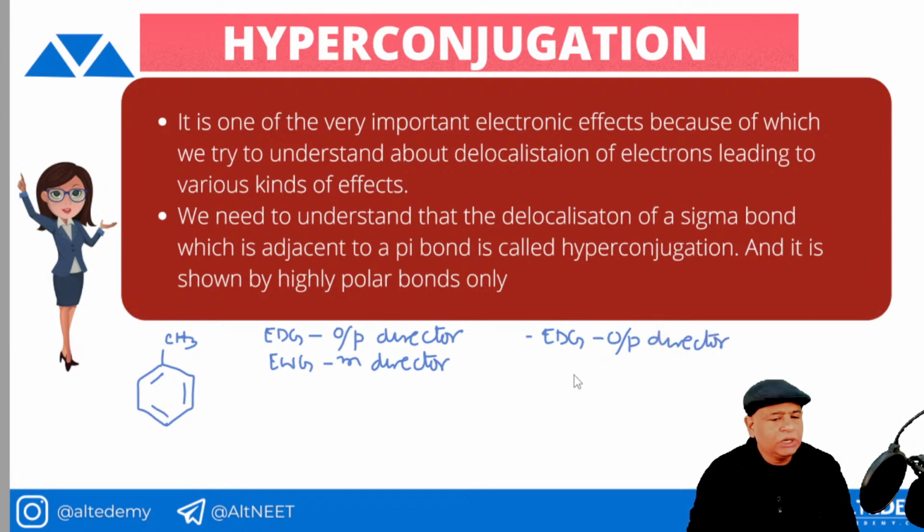Now we should know how it is an ortho para director. What happens when CH3 is attached to the benzene ring? What happens so that the concentration of electrons comes at this place and this place? These are the ortho and para places. For understanding this, you will have to look into the structure from this place to this place. It can as well be written as C double bond C, and then CH3 is associated with it.